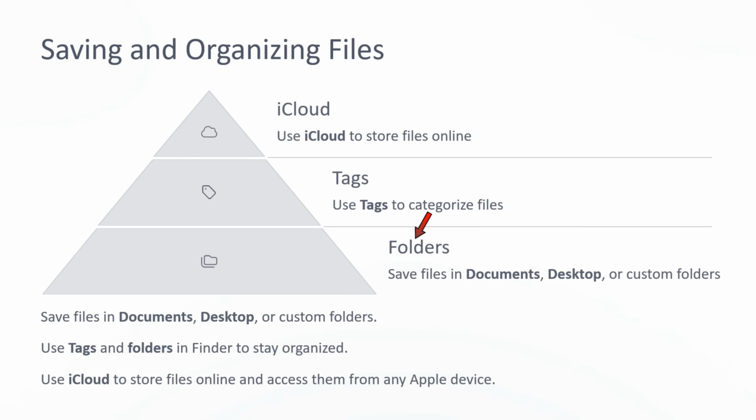You have to save files in Documents, Desktop, or a custom folder. Use tags and folders in Finder to stay organized. Use iCloud to store files online and access them from any Apple device.